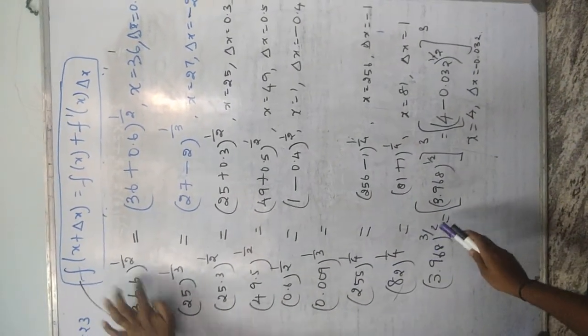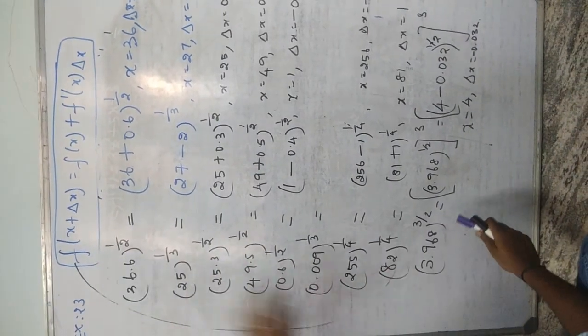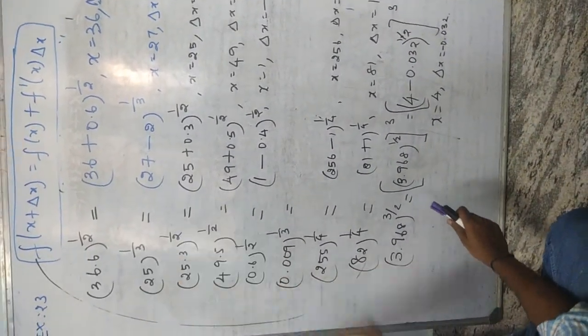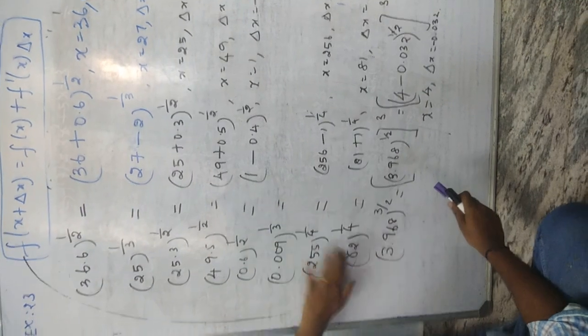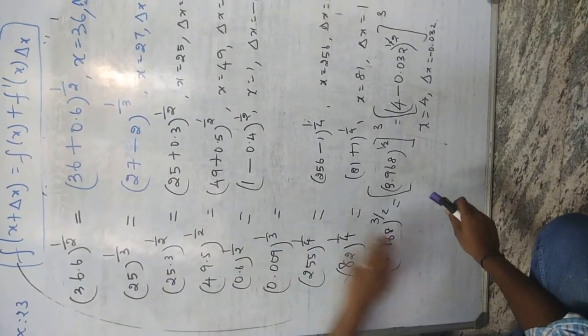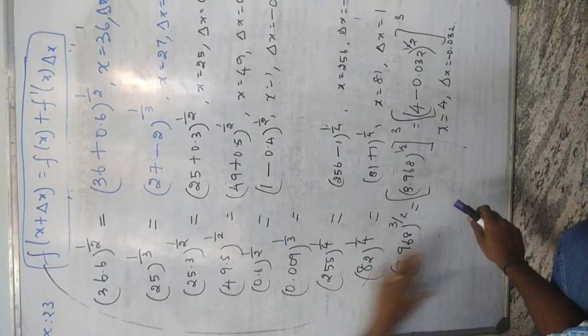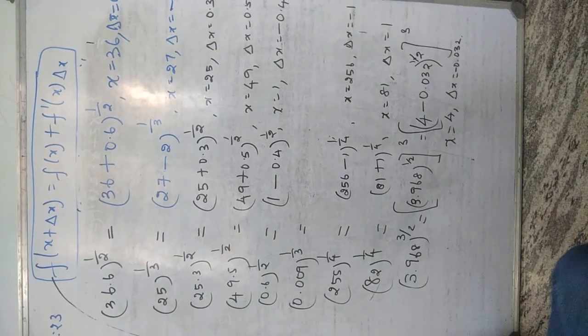So in all these sums, what f of x will I choose? f of x: x power 1 by 2, x power 1 by 3, x power 1 by 2, x power 1 by 2, x power 1 by 2, x power 1 by 3, x power 1 by 4, x power 1 by 4, x power 3 by 2. So check it. You can do it.